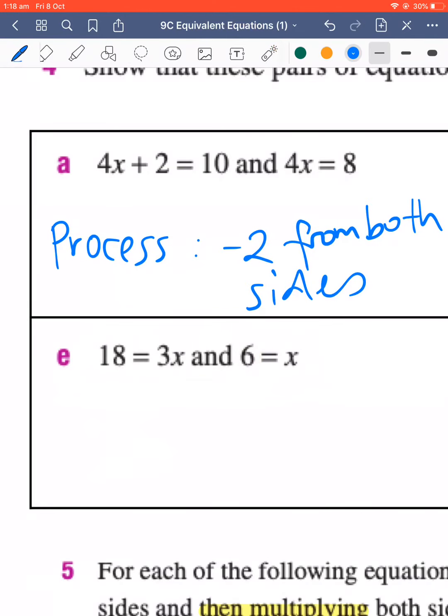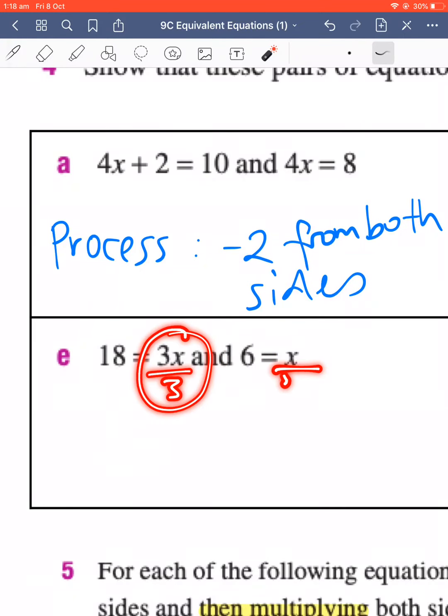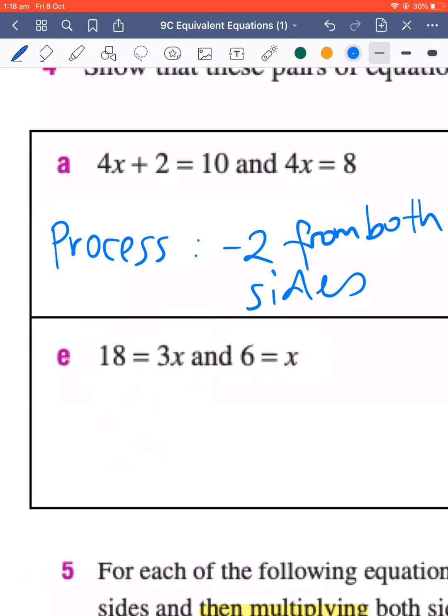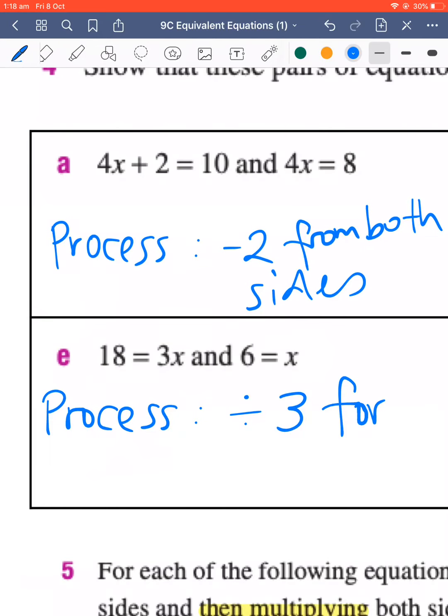So if I'm playing around with that, let's do divide by 3. So 18 divided by 3 does indeed give me 6, and 3x divided by 3 does actually give me x. Beautiful. So my process for this one was that I divided by 3 for both sides.